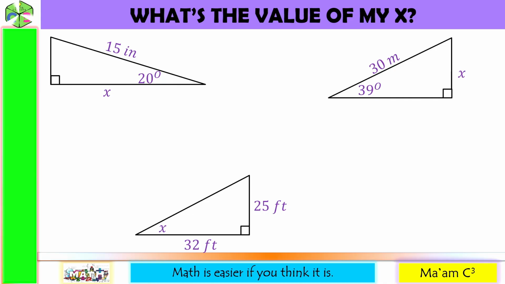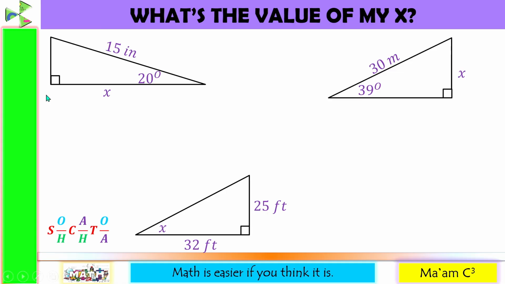What's the value of my x? I have here three triangles. Two of them have missing sides, while this one here has a missing angle. To help us solve missing sides and missing angle, it is good to recall our mnemonic device, SOHCAHTOA.